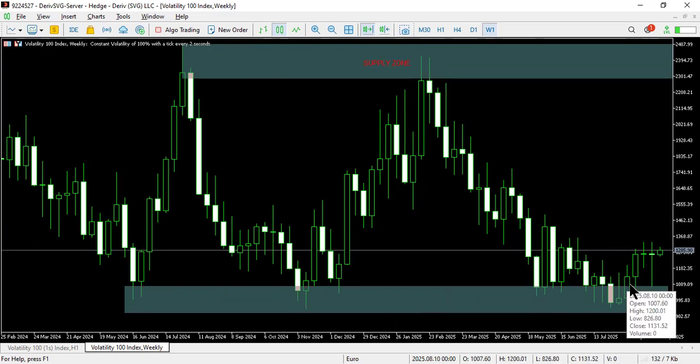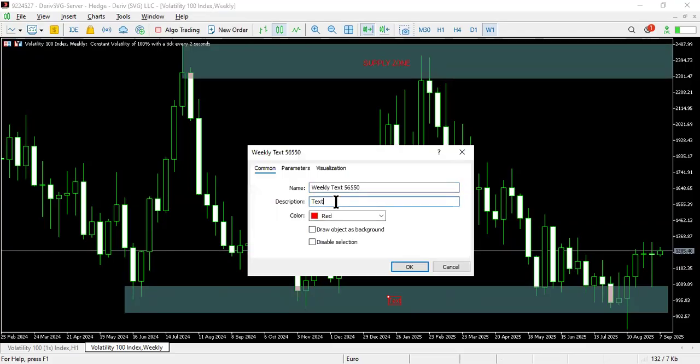It was 1, 2, 3, 4 weeks. 4 weekly candlesticks will give you 1 monthly candlestick. So price has been reacting from that demand zone.